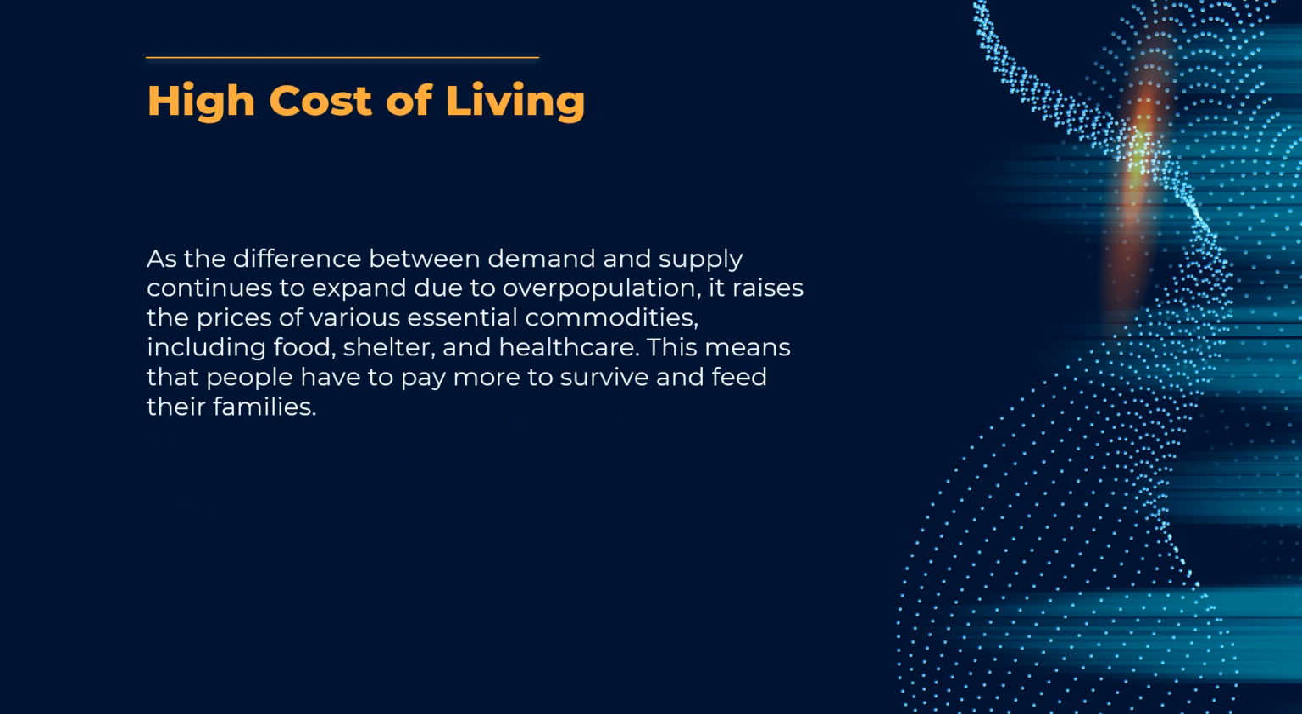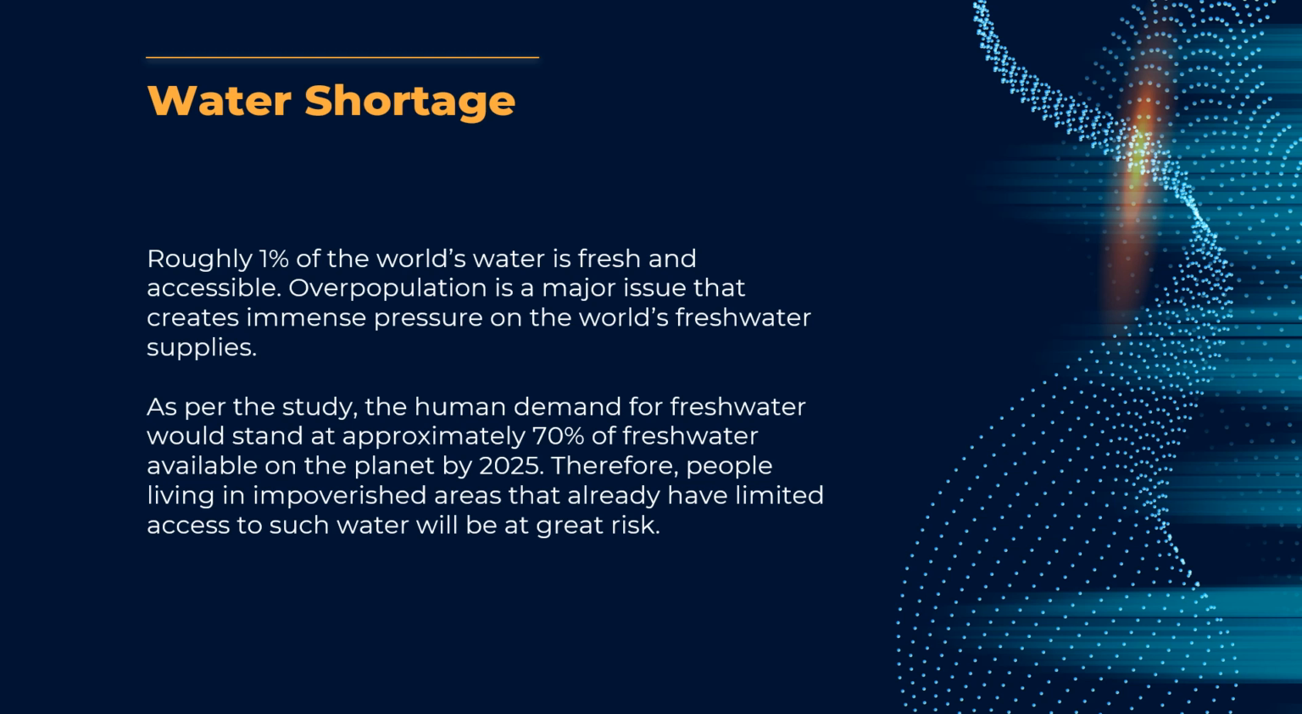High cost of living. As the difference between demand and supply continues to expand due to overpopulation, it raises the prices of various essential commodities, including food, shelter, and health care. This means that people have to pay more to survive and feed their families. Water shortage. Roughly 1% of the world's water is fresh and accessible. Overpopulation is a major issue that creates immense pressure on the world's freshwater supplies.